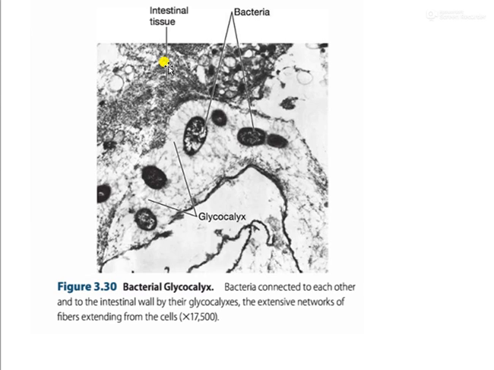So together, the terms capsule and slime layer could be called glycocalyxes, and they mainly help in the attachment of bacteria to surfaces, like the intestinal tissues or different body surfaces. The glycocalyx will enable the bacteria to attach on.